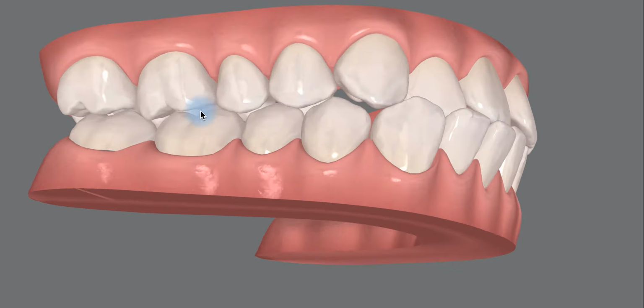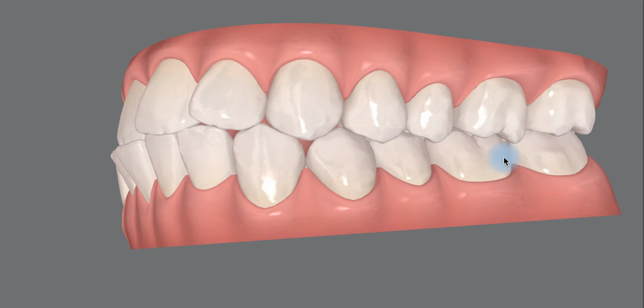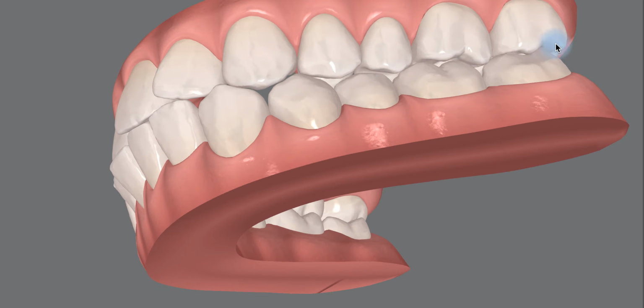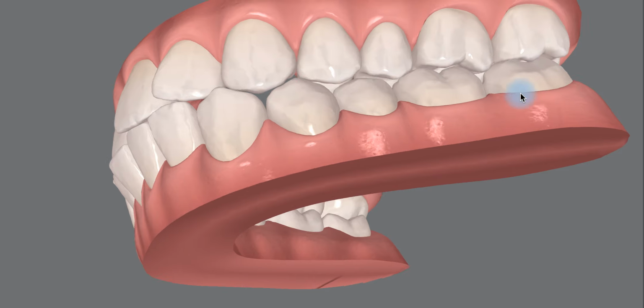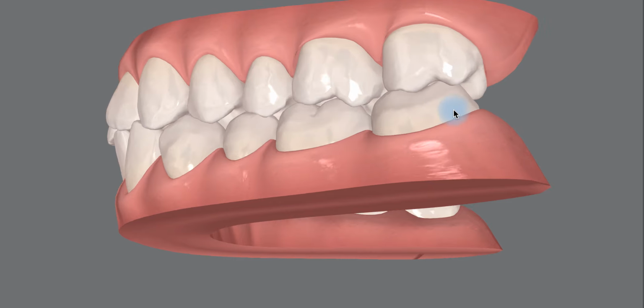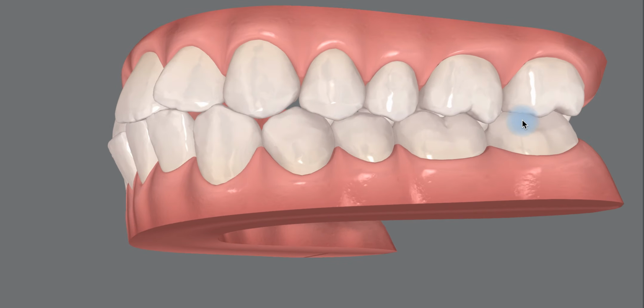These teeth look pretty good the way they are. One might argue we could increase the posterior overjet a little bit. Maybe the patient is cheek biting, but it's a concept to keep in mind that sometimes we want to make teeth unmovable to achieve more predictable tooth movement on the other teeth.